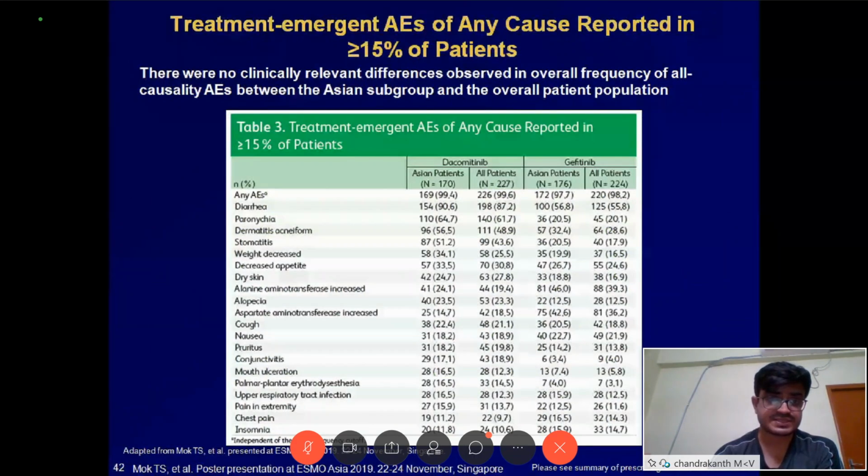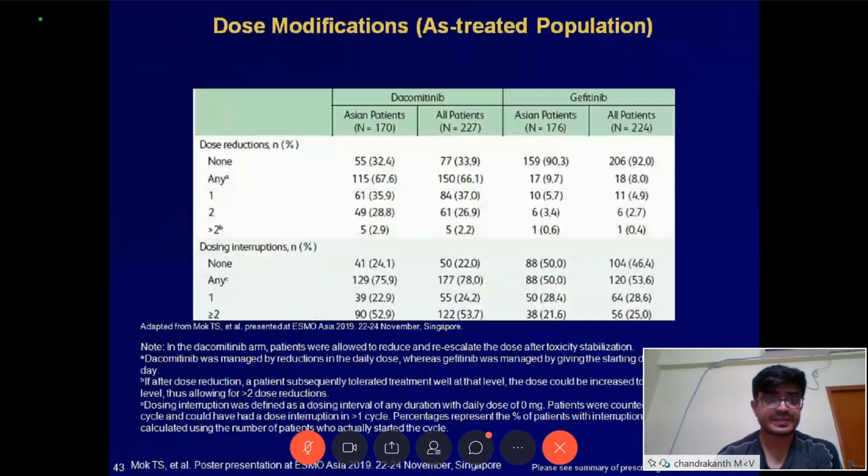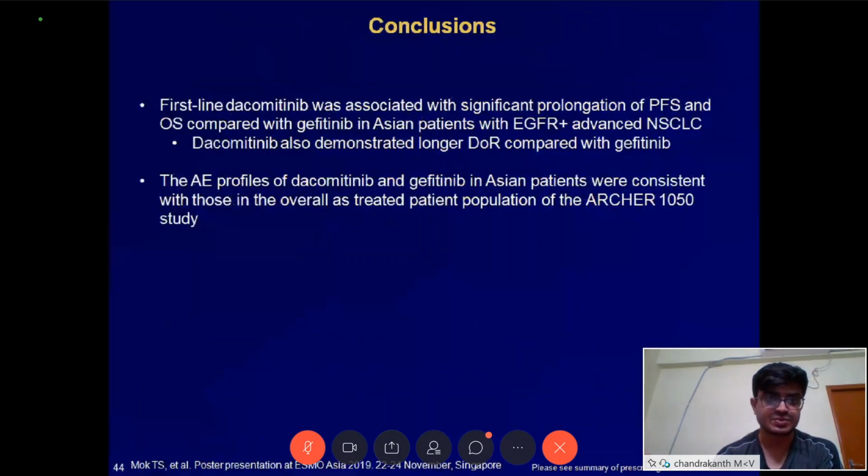So this was the adverse event profile. You can see again here that Asians did have significant diarrhea, nail changes, rash, stomatitis. These were quite frequent. And this was the dose reductions that were required. Nearly 67% of patients required dose reduction in the Asian population also.